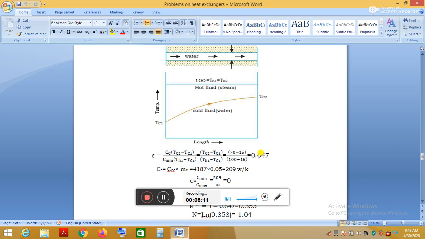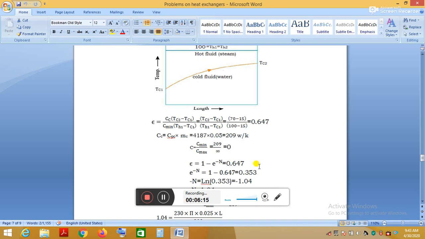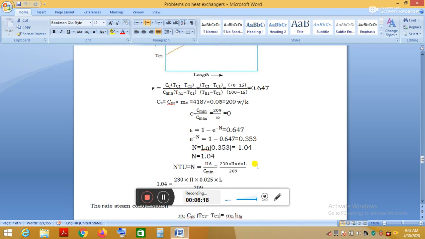We got the effectiveness value. Next, we need to find the length of the heat exchanger. By the equation of NTU, we know that NTU is U into A by C minimum, where U value is given and area value, A value can be found out using the equation pi d l. D value is given. If we find the NTU value, then it is possible to find the length of the heat exchanger which is asked in the problem. To find NTU, we have the equation of effectiveness for parallel and counterflow heat exchanger.